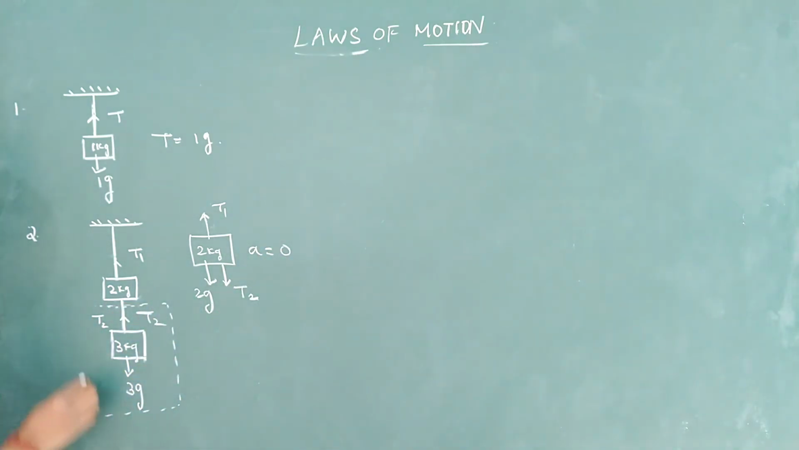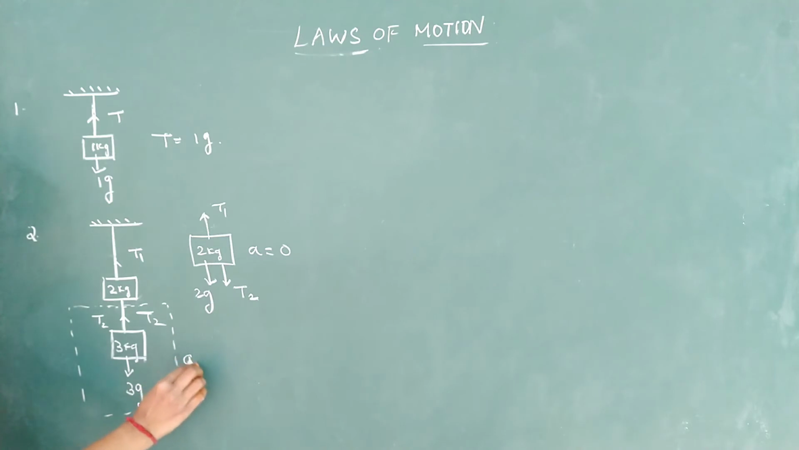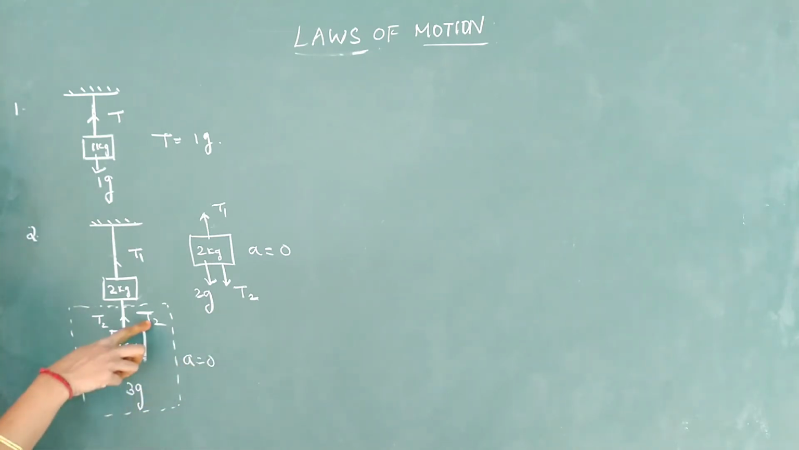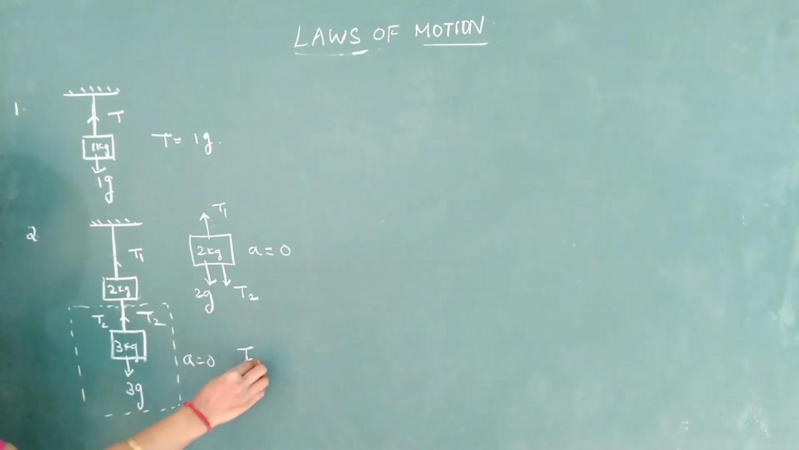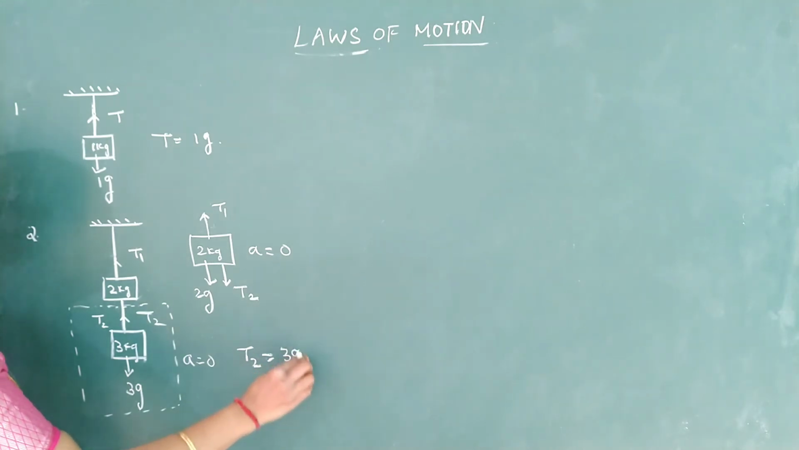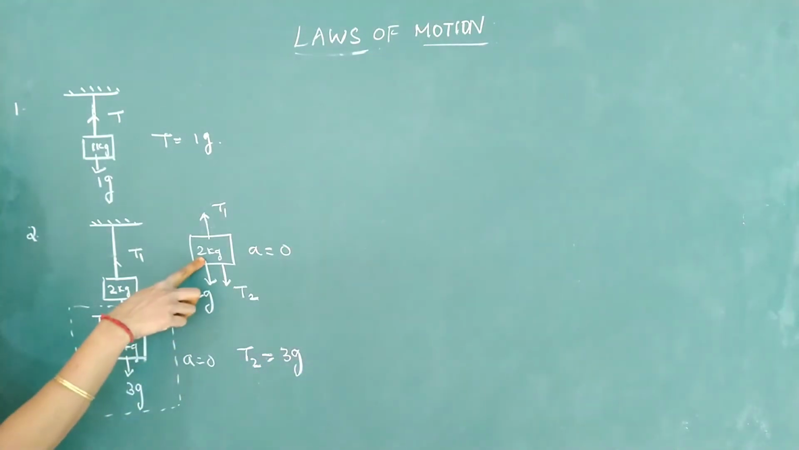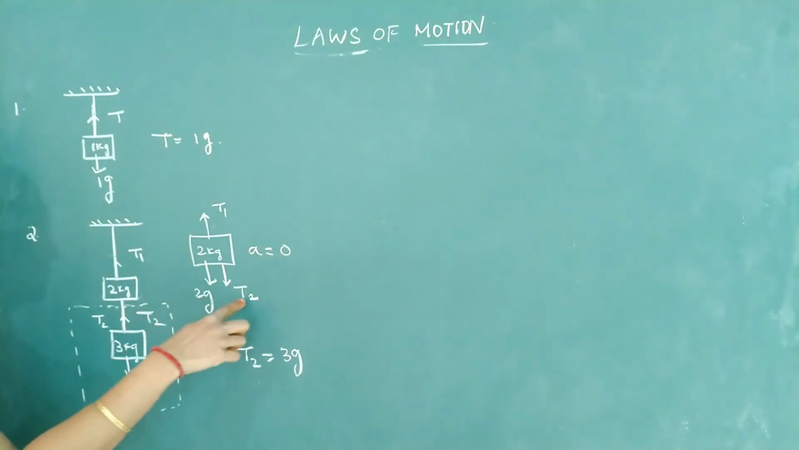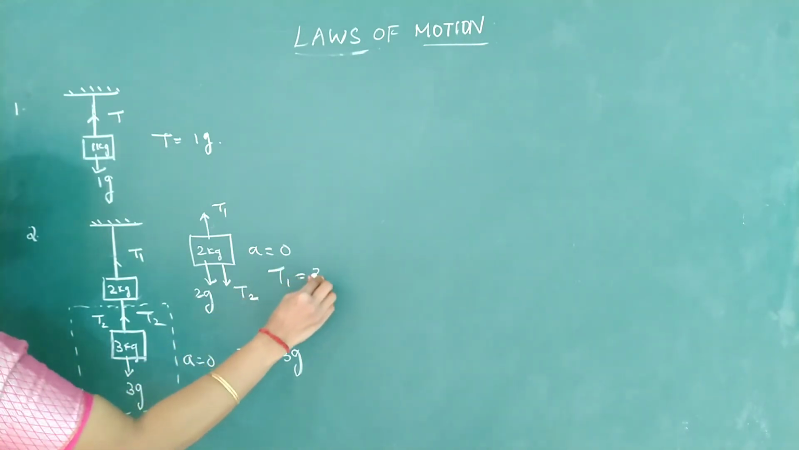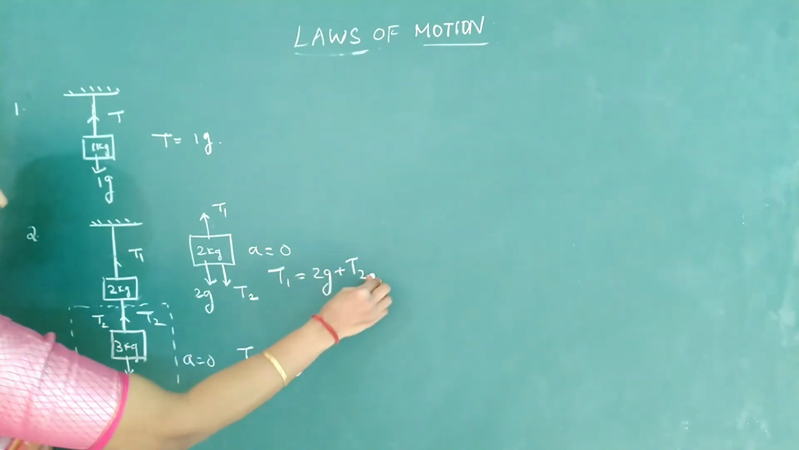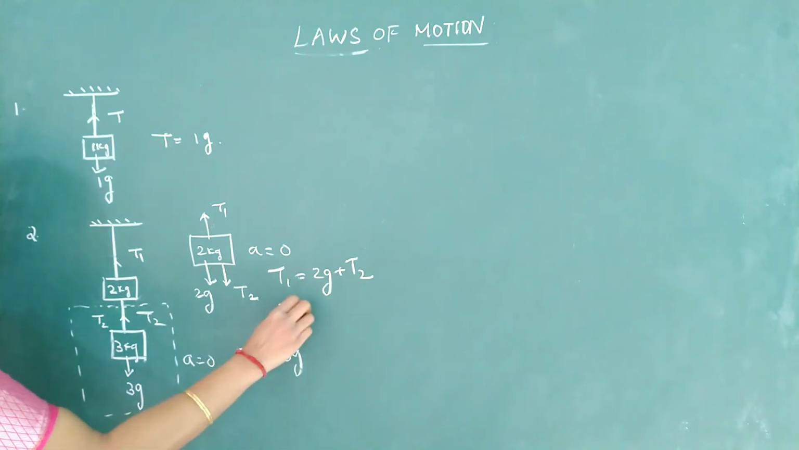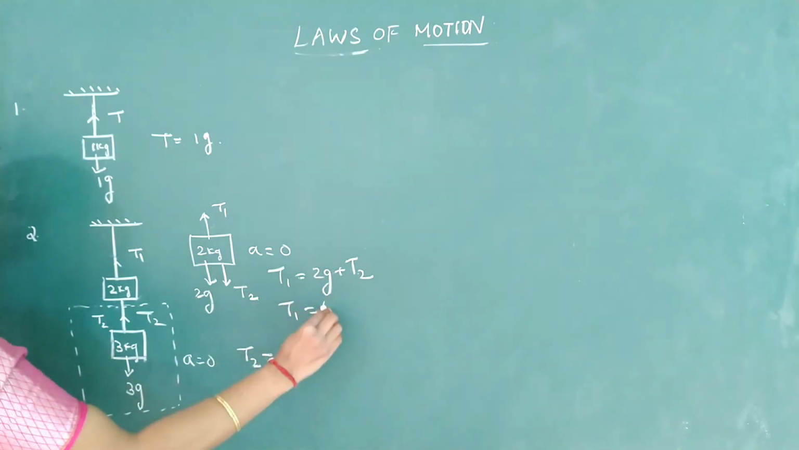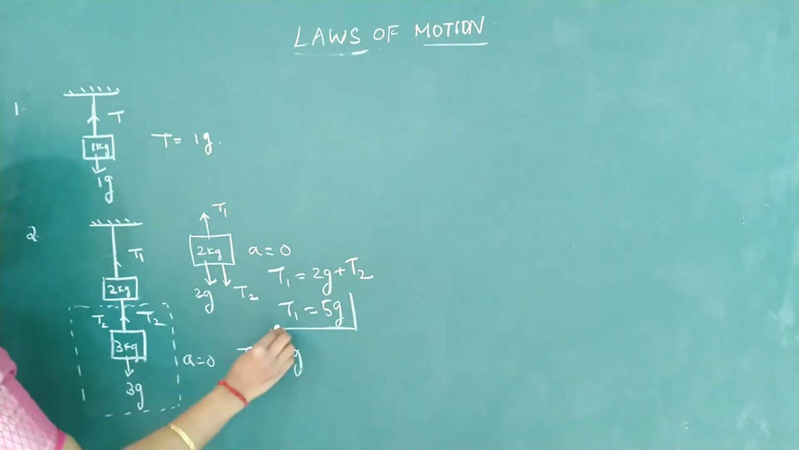Okay, if I take the free body diagram for this 3 kg block, even this has no acceleration. Upward force should be equal to downward. So what is T2 equal to? 3G. Come to this block. T1 should be equal to 2G plus T2. Since T2 is 3G, what is T1 equal to? 3 plus 2, 5G.